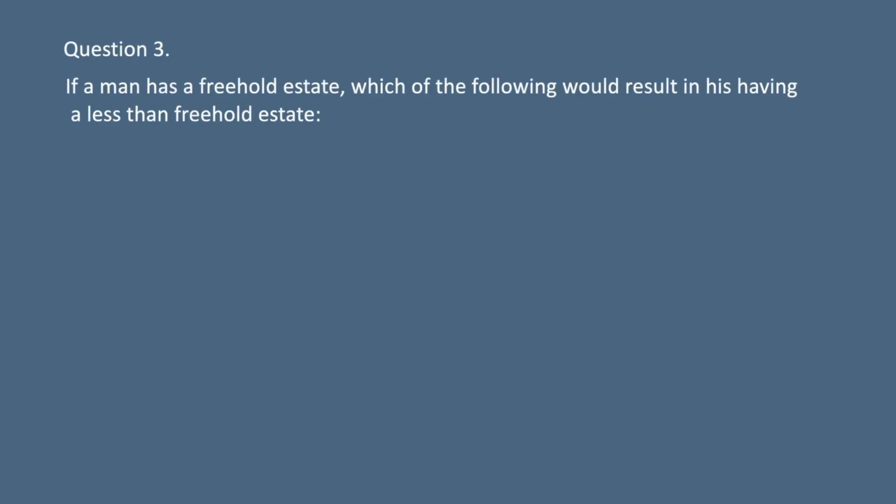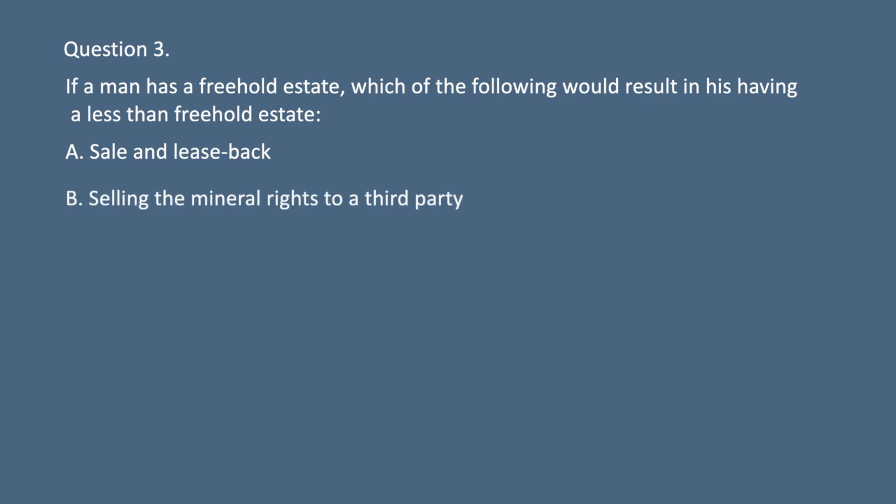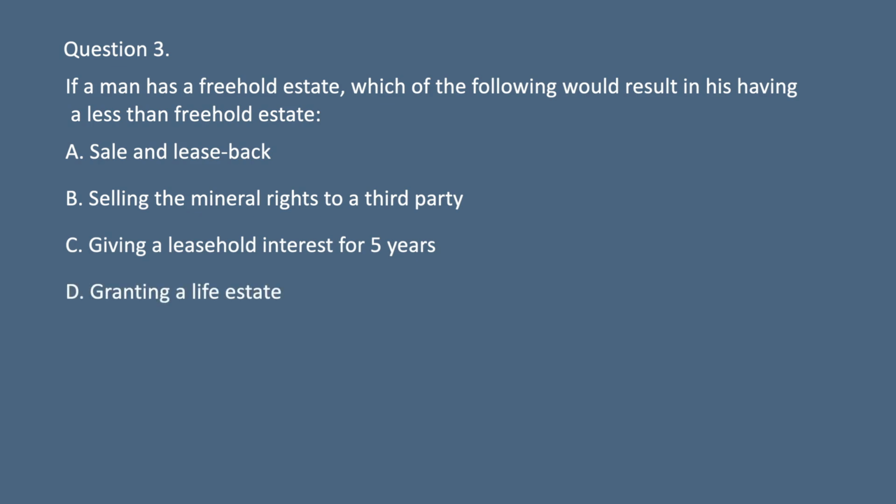Question 3. If a man has a freehold estate, which of the following would result in his having a less than freehold estate? A. Sale and leaseback. B. Selling the mineral rights to a third party. C. Giving a leasehold interest for 5 years. D. Granting a life estate.